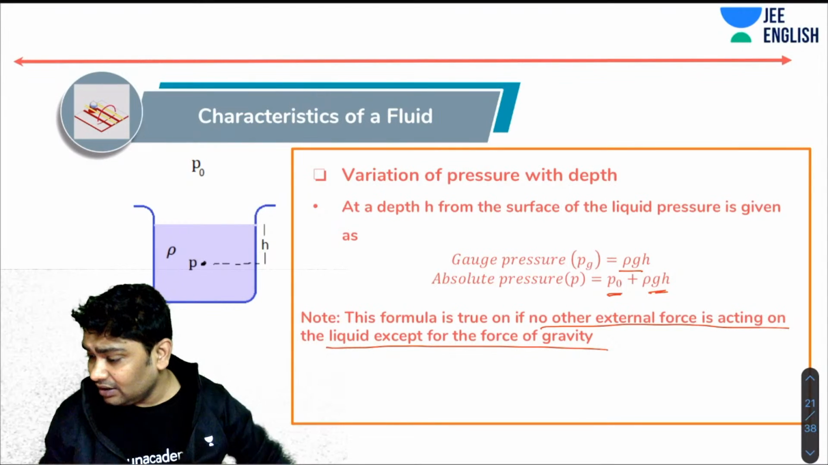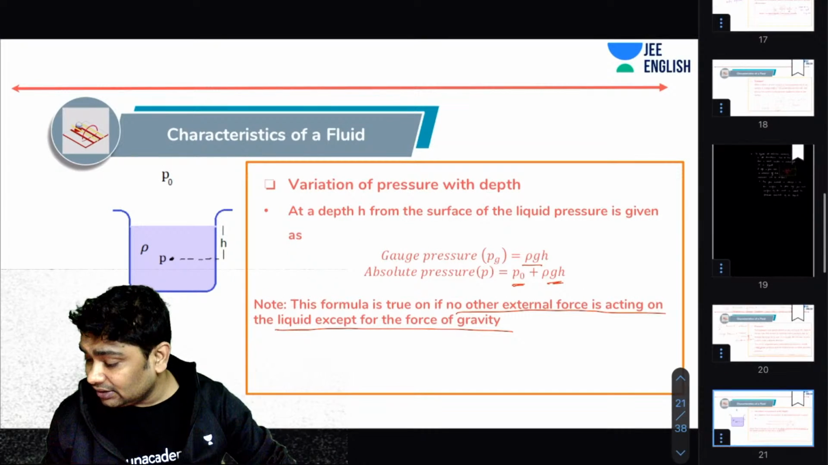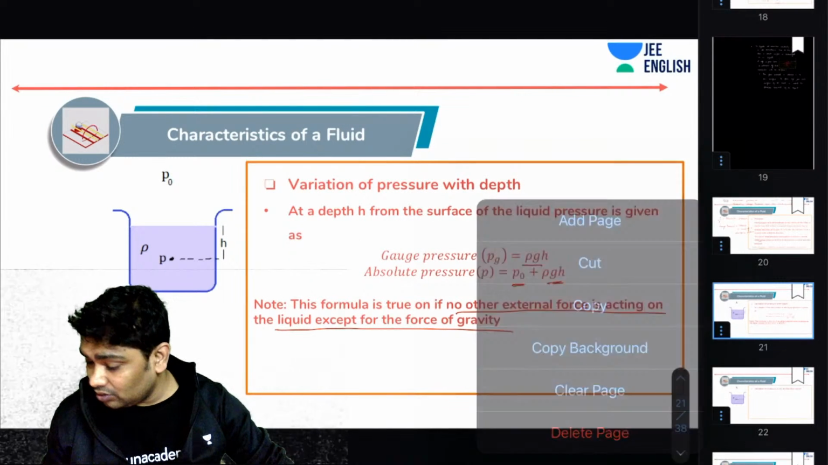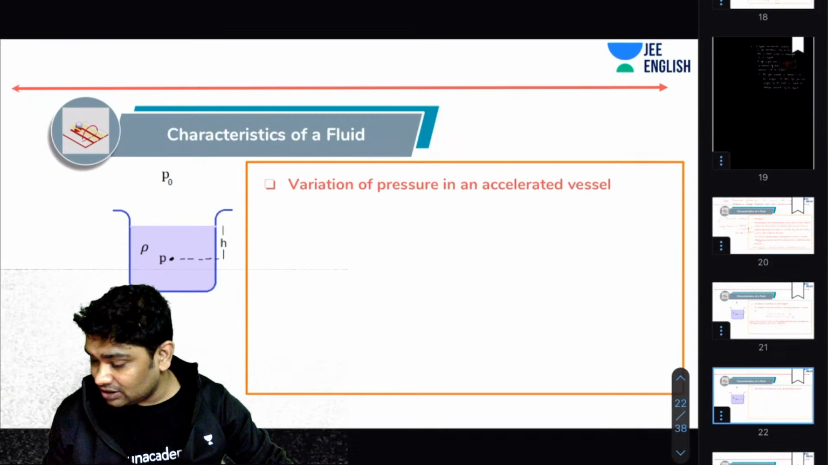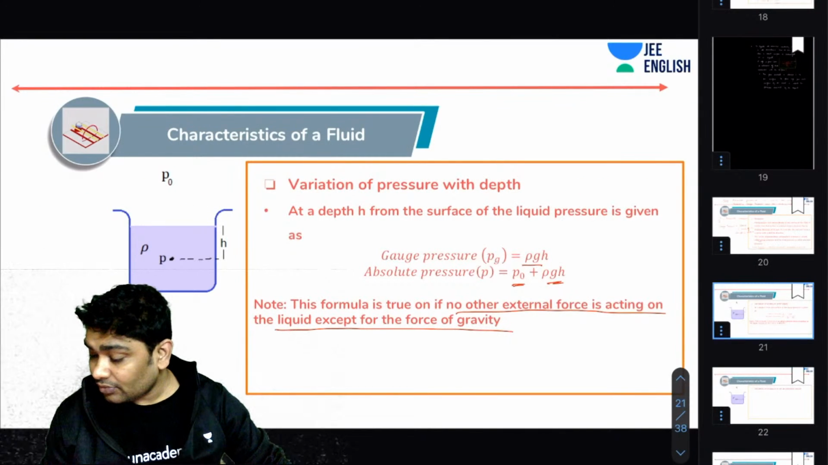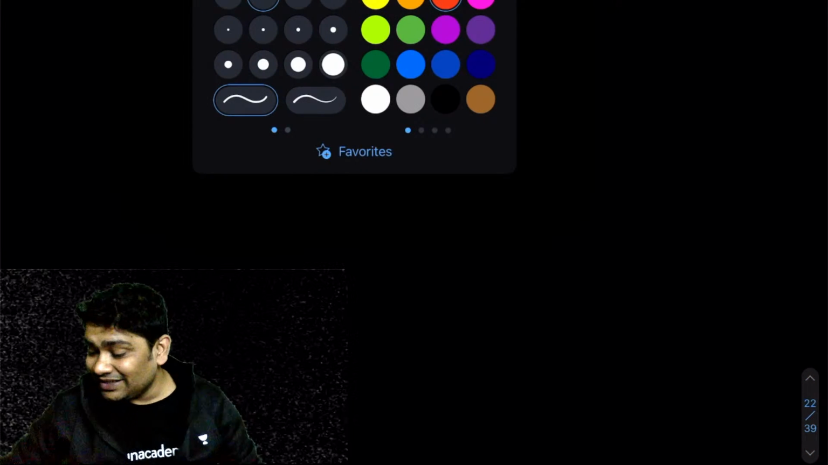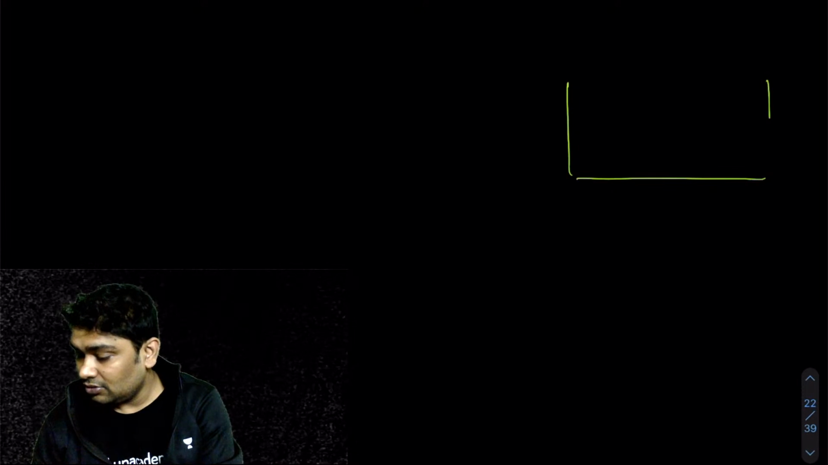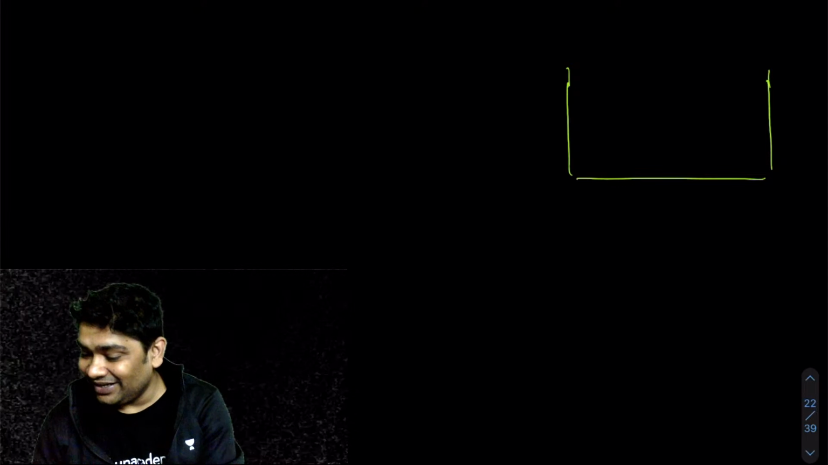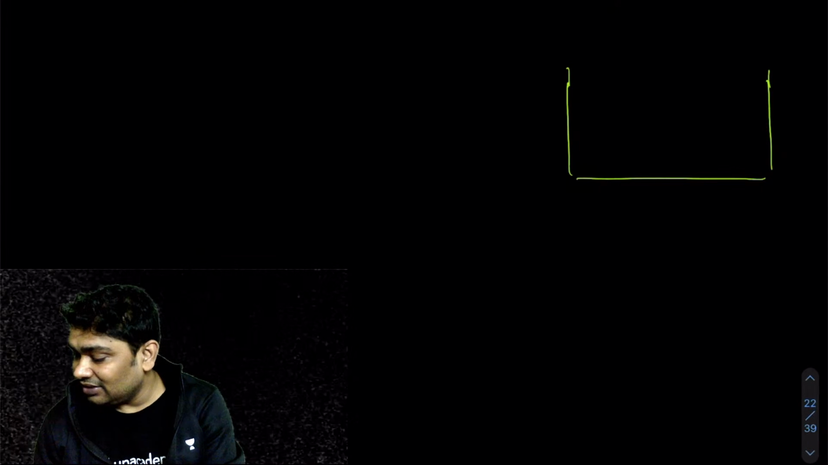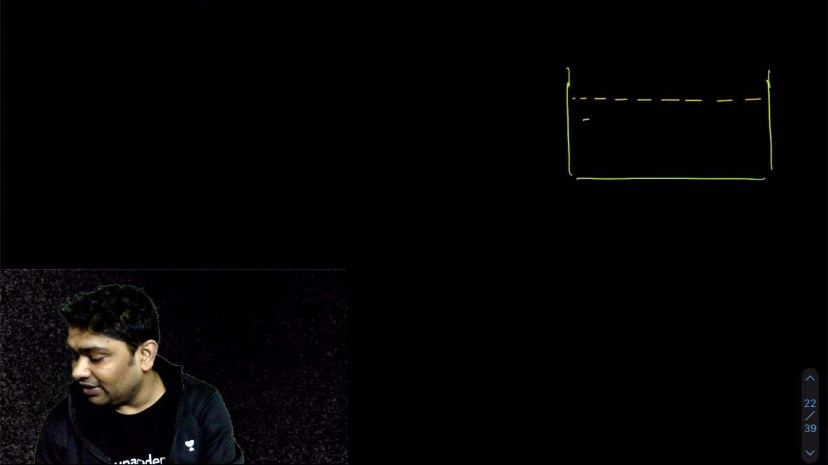So again, going to add another page here. First, let's talk about how I can find the variation of pressure with the depth. What I do is, I will imagine again a container. Let's imagine a container, and let's imagine that it has liquid filled in it.